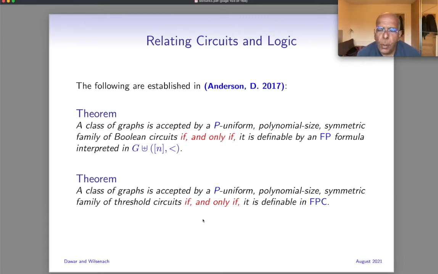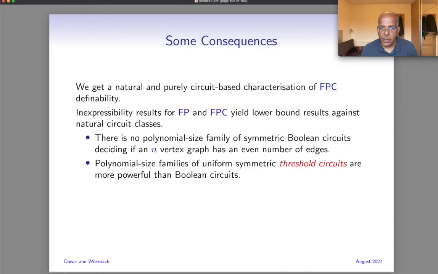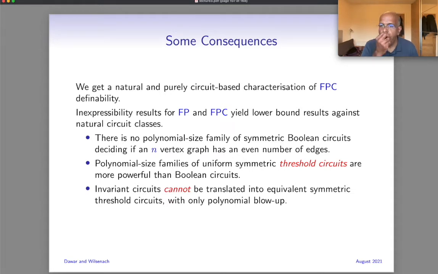So we concluded the last lecture by stating these results relating definability in fixed point logic and fixed point logic with counting, FP and FPC, with decidability by uniform polynomial size families of symmetric circuits. In the case of fixed point with counting, circuits with Boolean and threshold gates. We stated some consequences of these results. What I want to do now is give you some idea of how these results are proved.